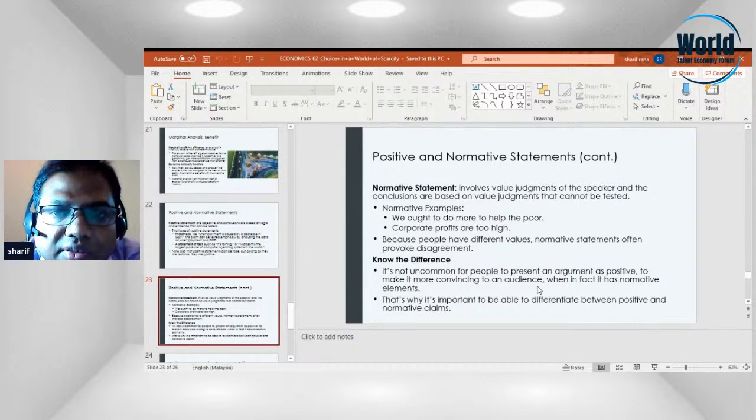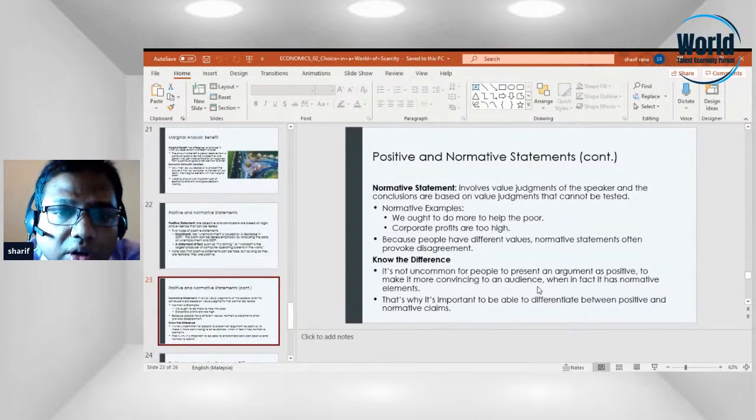Normative statement. Individuals' value judgments of the speakers, and the conclusions, are based on value judgments that cannot be tested. Normative example: we ought to do more to help the poor. Corporate profits are too high because people have different values. Normative statements often provoke disagreement.